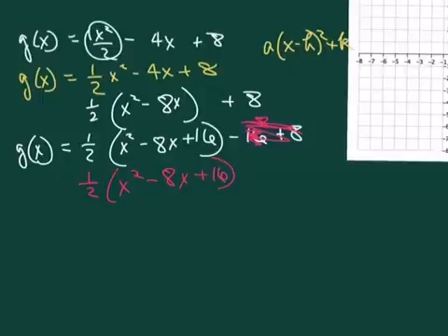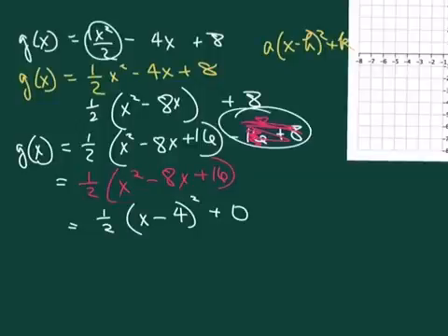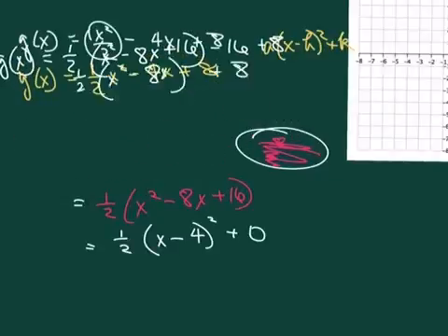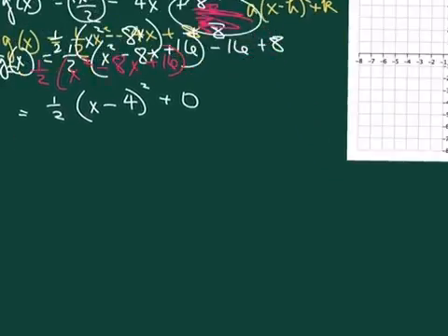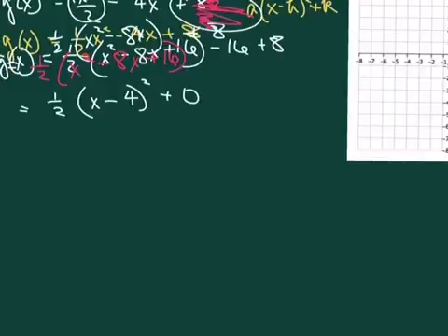All right, so let's go ahead and do our completing the square. 1/2 times x minus the square root of 16, which is 4, squared plus 0 because that went away. Okay, but I need that 0 there just to help me as I graph this thing. All right, so let's move this stuff out of the way here. So there's our equation that we want.